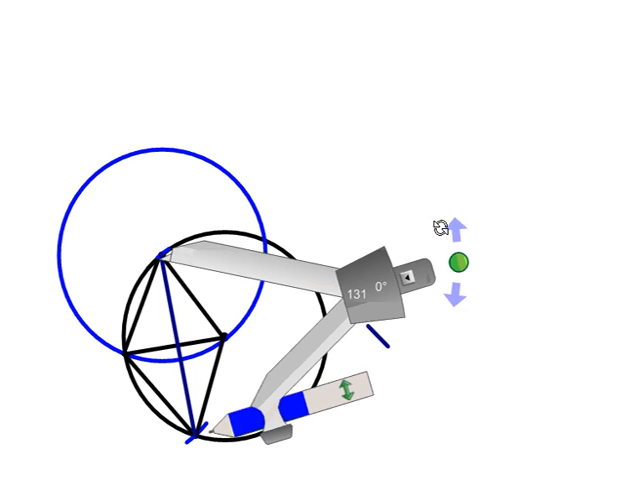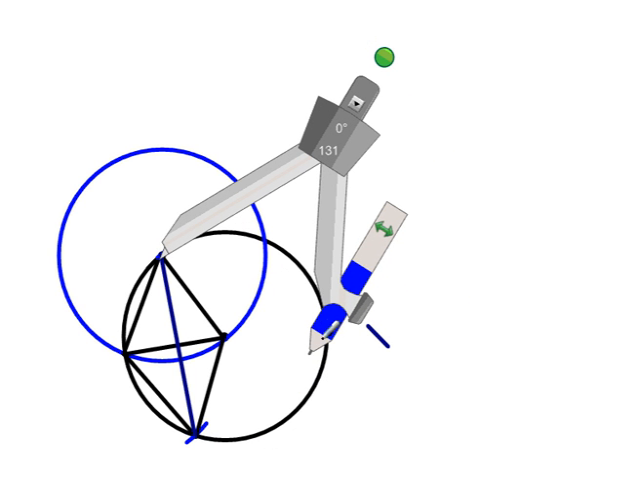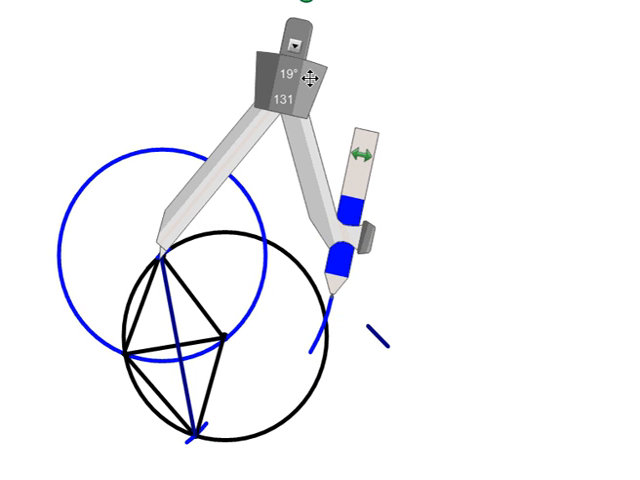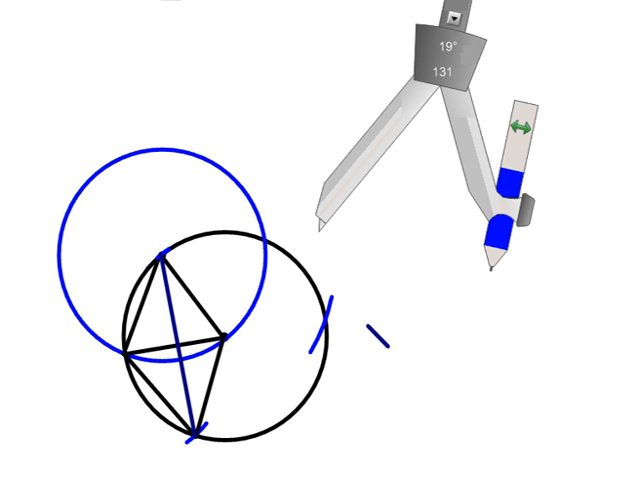And I'm going to draw an arc that intersects the circle in one other place. Now that I've done that, I'm going to connect to that new arc. And the darker blue triangle is our equilateral triangle.